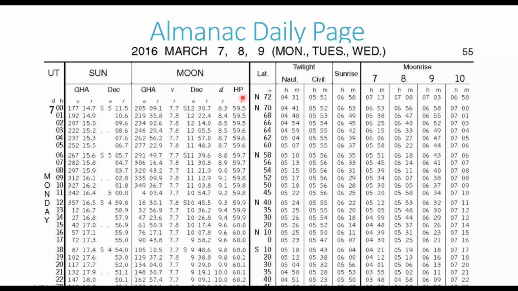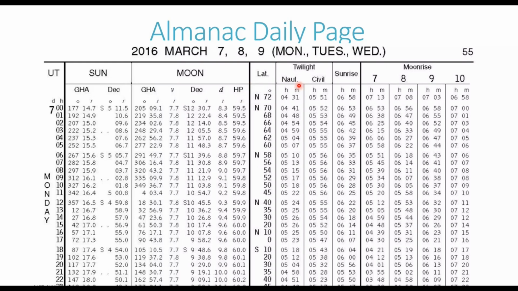And as I told you when we were referring to the total correction table for moon, the HP, horizontal parallax of the moon, is given on the daily page for every hour. So you can see the HP of the moon given here for 00 hours, it is 59.5 minutes. This HP is used for getting the HP correction of the moon from the total correction table.